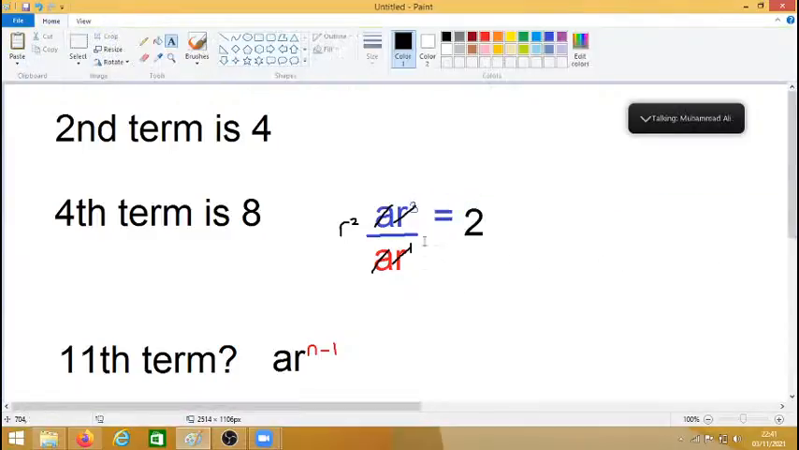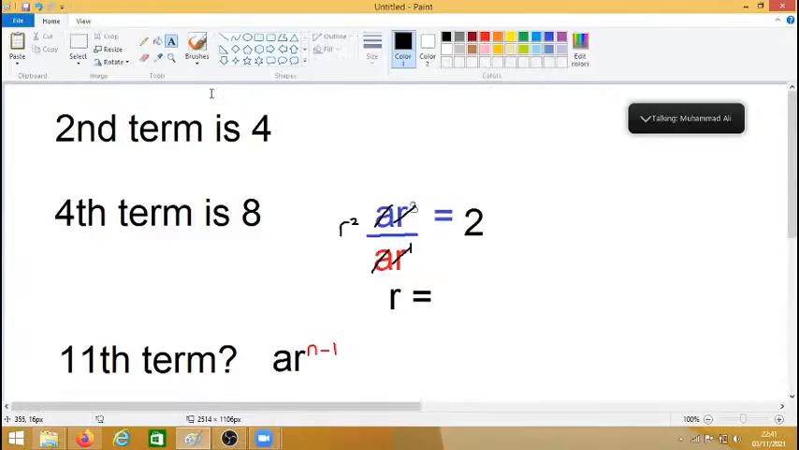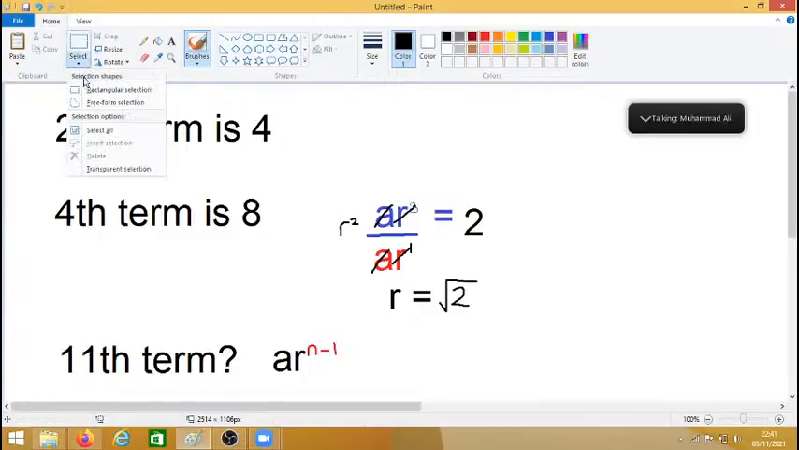So I've got r squared is equal to 2, which means r, if I square root both sides, would be equal to the square root of 2. And with this question, they want us to leave it in square root form, so that's fine for now.